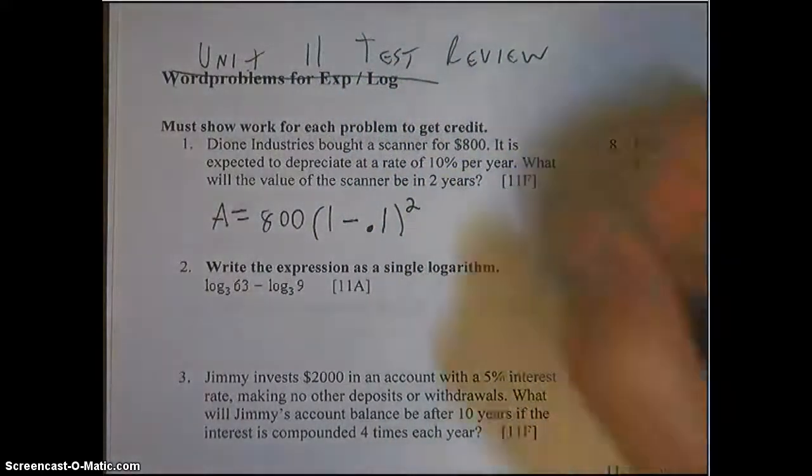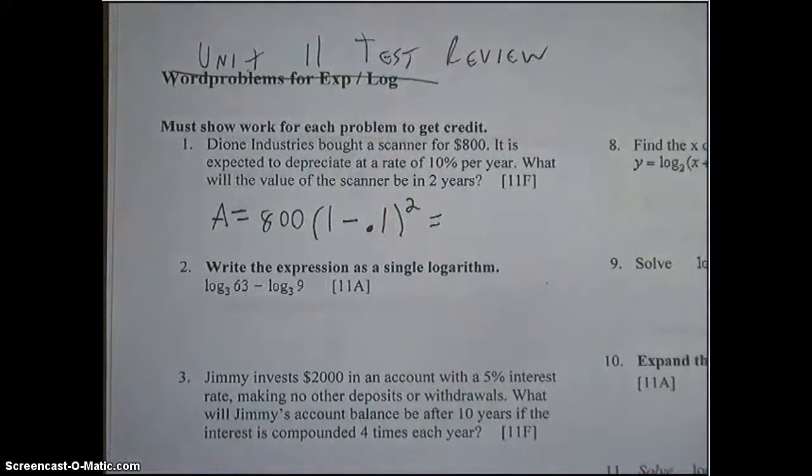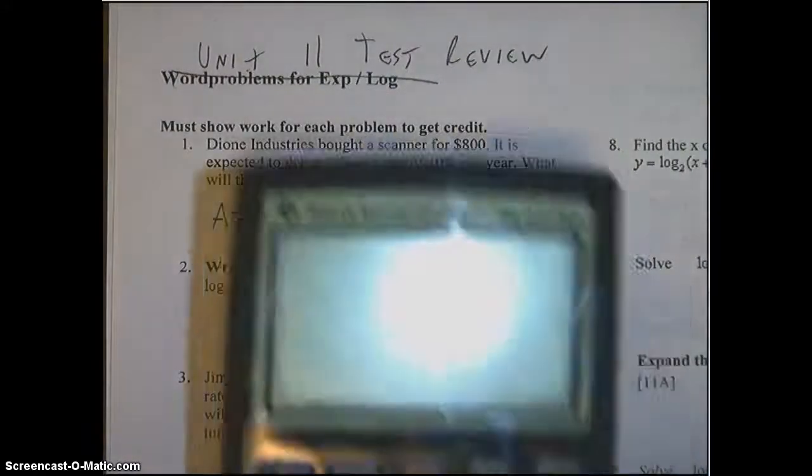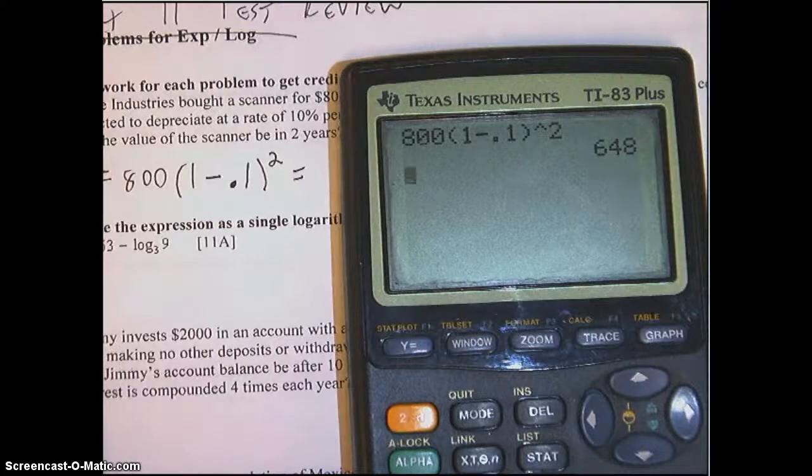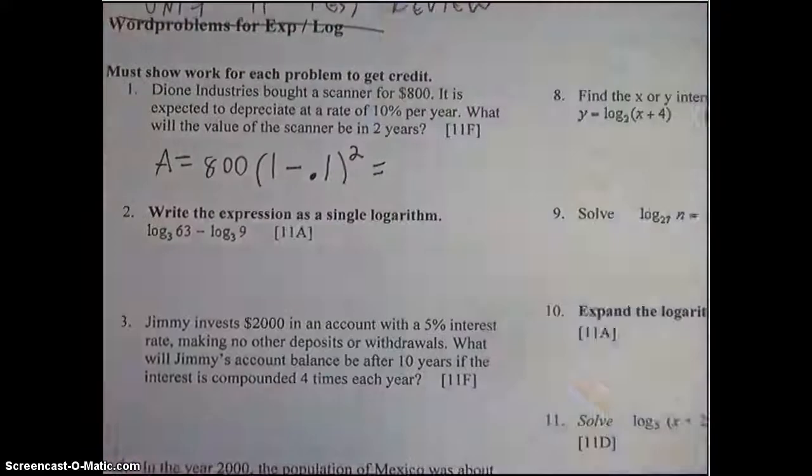So this, at this point, is just calculator work, and let me show you how to plug that in the calculator. So I've got a calculator here, and I'm going to type in 800 times 1 minus 0.1, and I'm going to raise that to the second power for 2 years. And when I do that, I get $648.